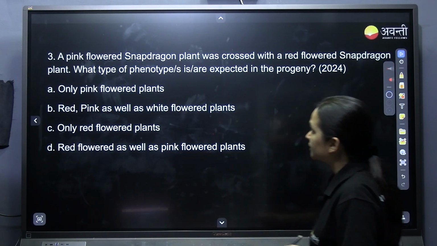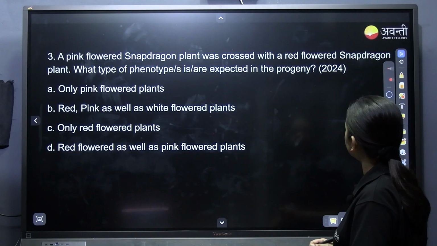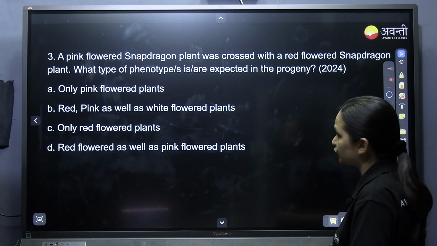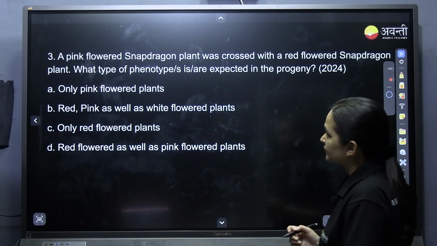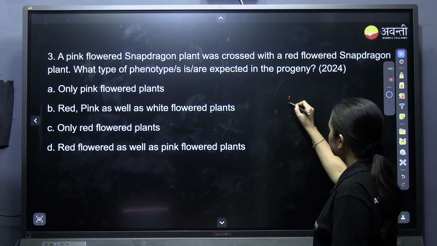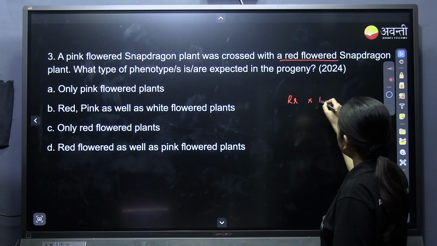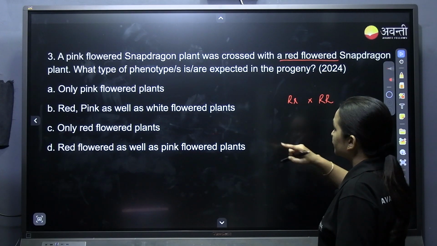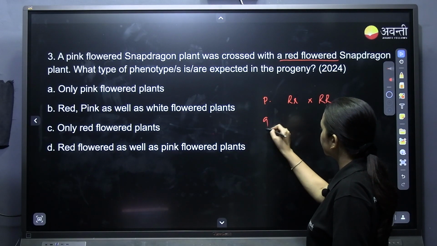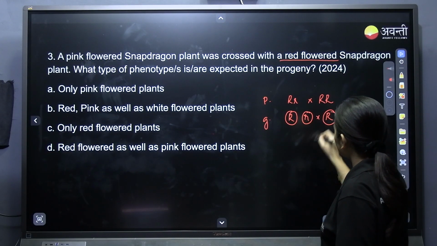A pink flower snapdragon plant was crossed with the red flower snapdragon plant. What type of phenotypes are expected in the progeny? Tell me. The pink color. This is incomplete dominance. Pink color, which means it is capital R, small r, is crossed with the red flower, that is capital R, capital R. So we need to find the F1. These are the parents and the gametes are capital R, small r, and crossing with the capital R.